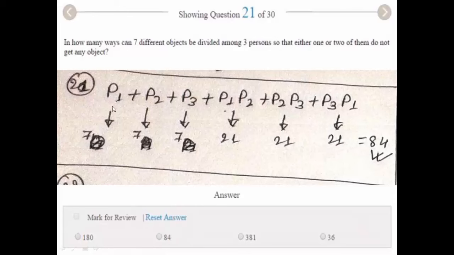This means P1 gets all objects, P2 gets all objects, P3 gets all objects, P1 and P2 get all objects, P2 and P3 get all objects, P3 and P1 get all objects. After solving this, we got 84.